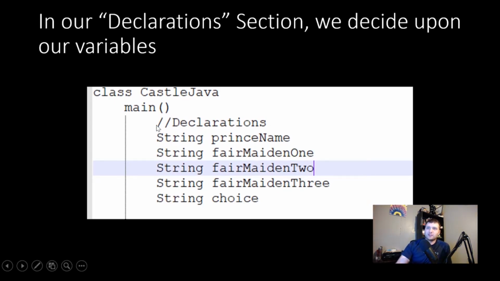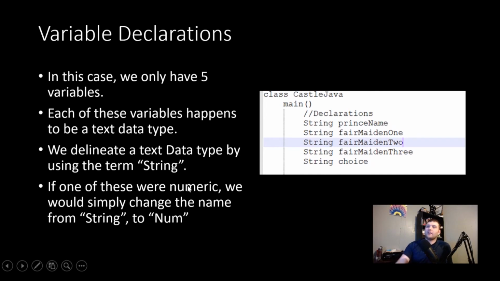Now, we've created the beginnings of a program here called class CastleJava. We've created a main method. So we've created a moat. We've created our walls. And inside our walls, we've made some declarations. In this case, we're only using string values, if I'm not mistaken. Yes. In this case, we only have 5 variables, and they are all string. Just like I said before, a string data type happens to be a text data type. So each of these variables happens to be a text data type, string.